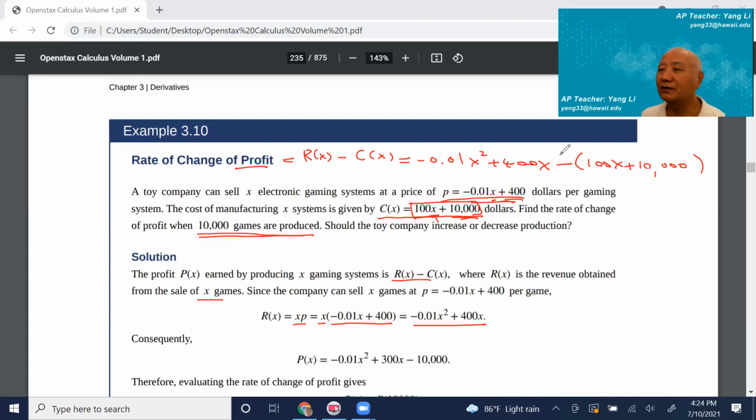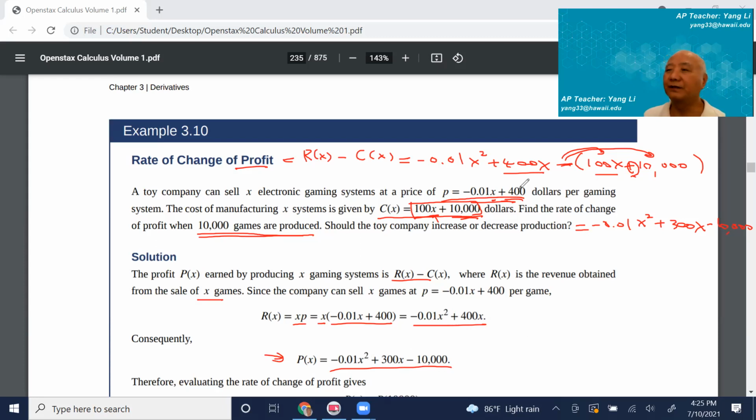So when you have this one, you break it down. 400 minus 100 is 300. So this one will be equal to negative 0.01x squared plus 300x. And then this one distributed here, don't forget this sign, okay? This is positive, but this is negative. So eventually you have negative 10,000 like this. This is exactly what they got here, the same, right? So we did up to here right now.